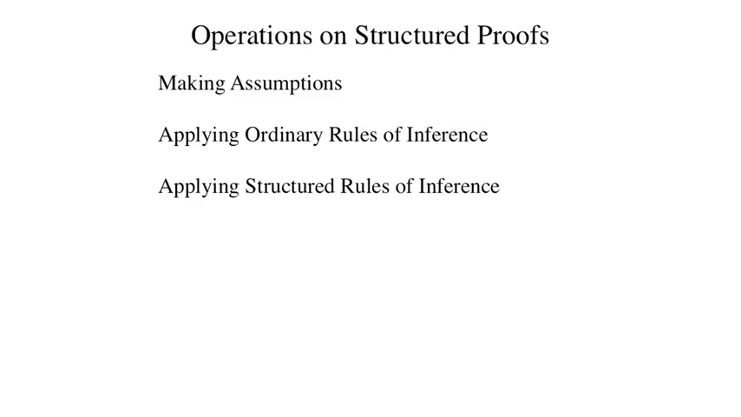As this example illustrates, there are 3 basic operations involved in creating structured proofs. 1, making assumptions. 2, using ordinary rules of inference to derive conclusions. And 3, using structured rules of inference to derive conclusions outside of subproofs. Let's look at each one of these operations in turn.